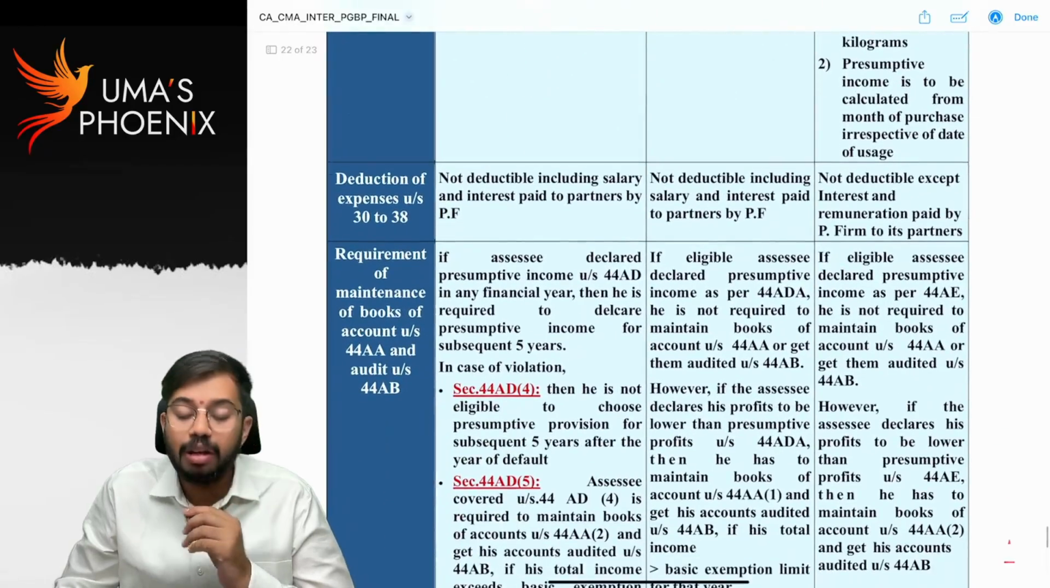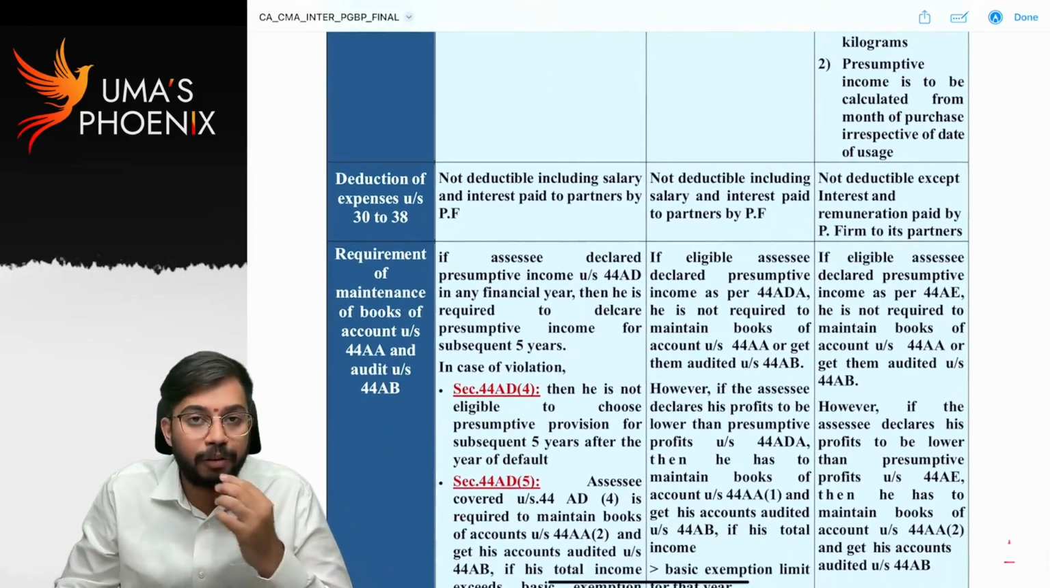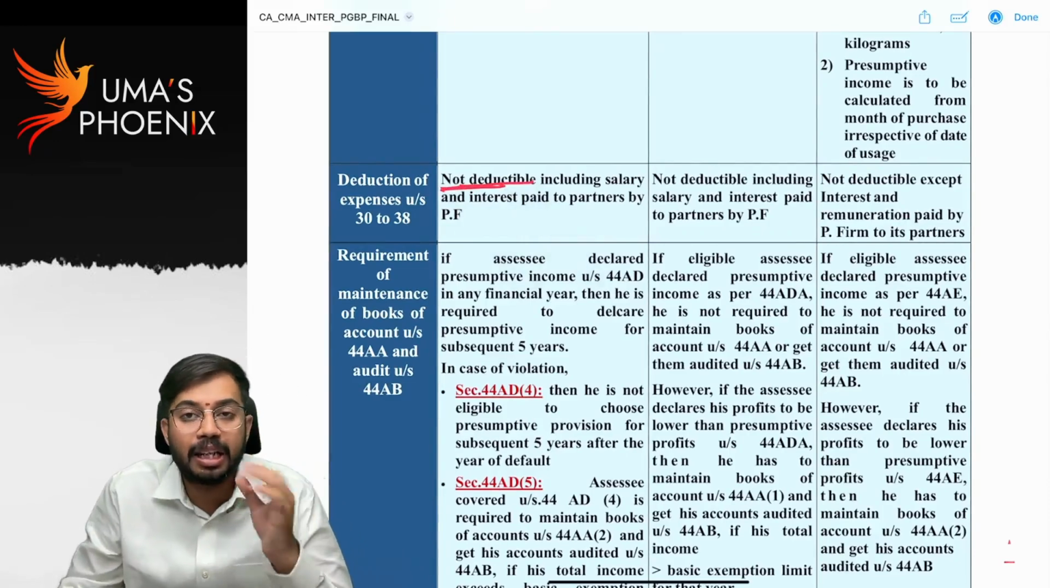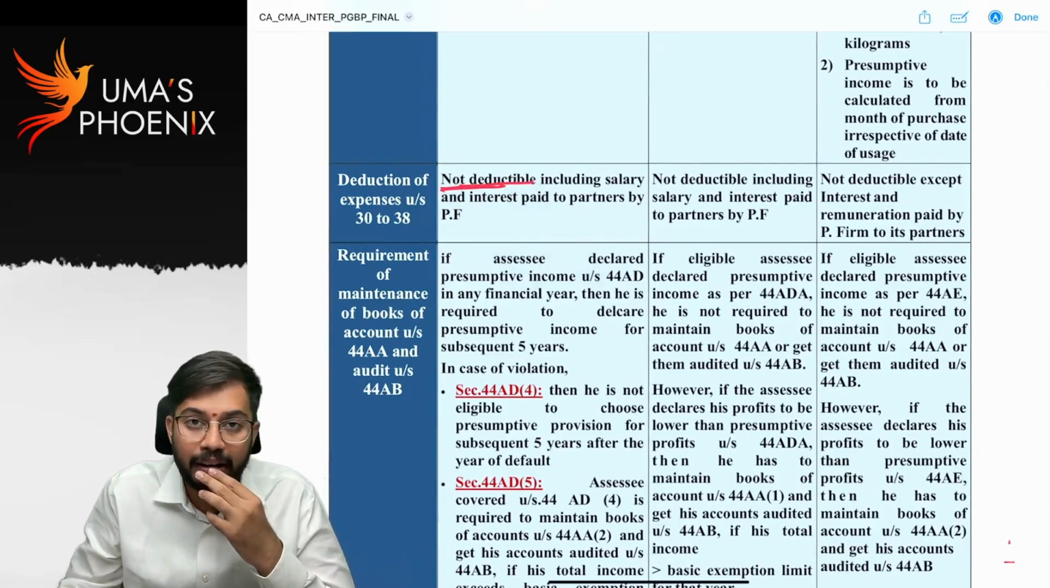Next, once an assessee chooses 44AD, he will calculate presumptive income, 8% of cash turnover plus 6% of bank turnover. From presumptive income, he cannot claim expenses under section 30 to 38. Expenses under section 30 to 38 are not deductible.